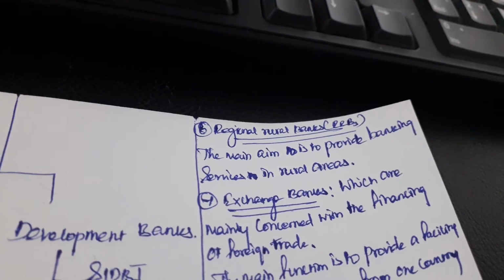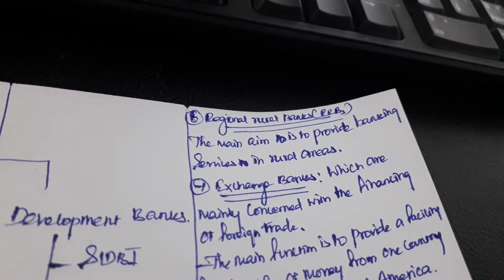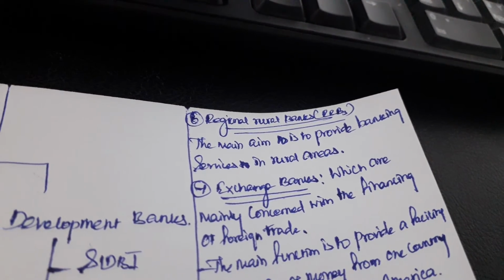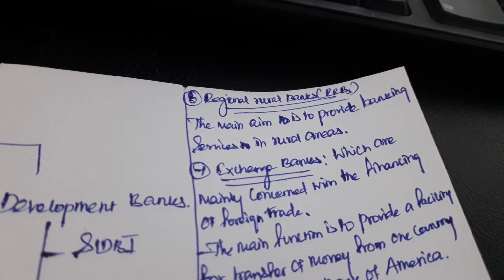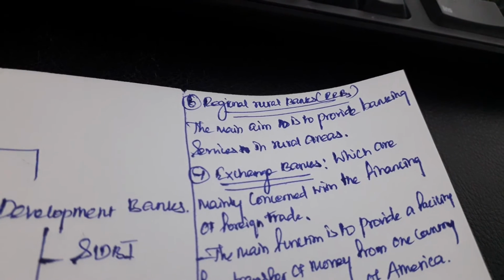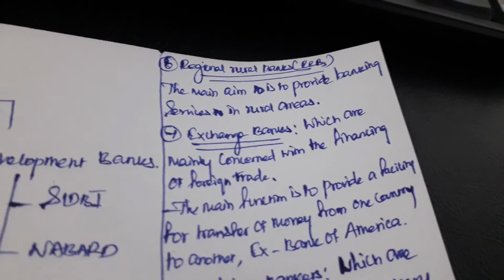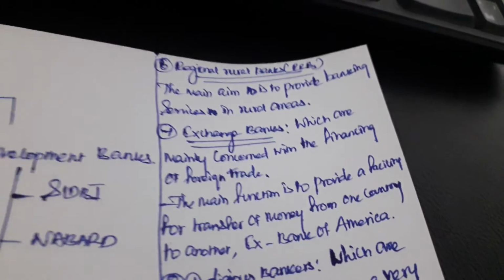The next one is Regional Rural Banks. It's also known as RRB. The main aim is to provide banking services in rural areas. It also operates for agricultural purposes in rural areas and small scale industries also, especially for the economically weaker sections.